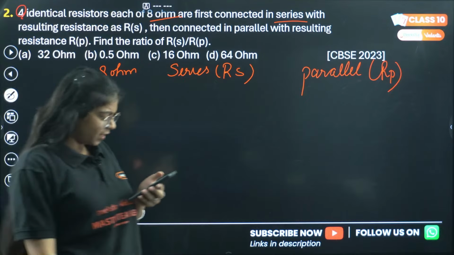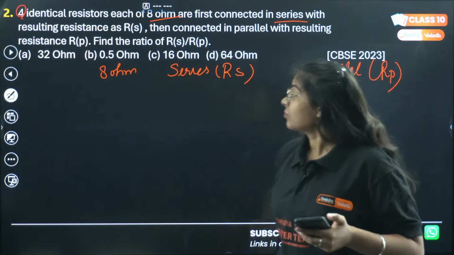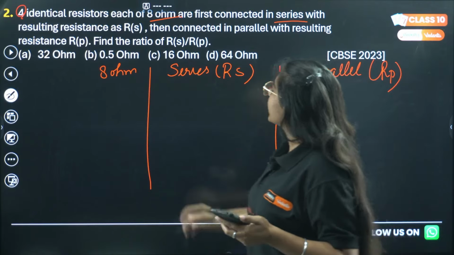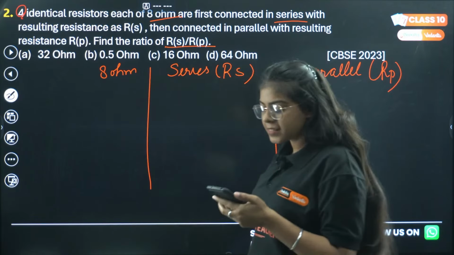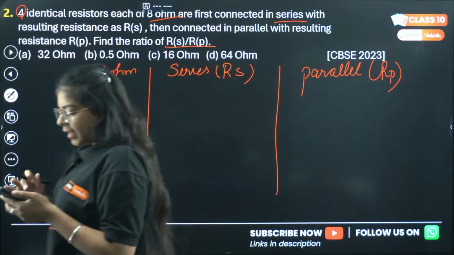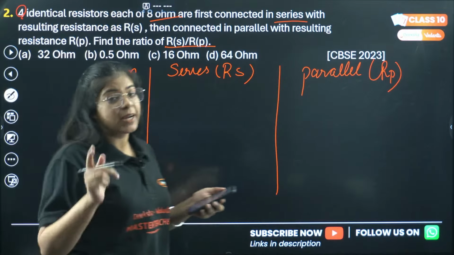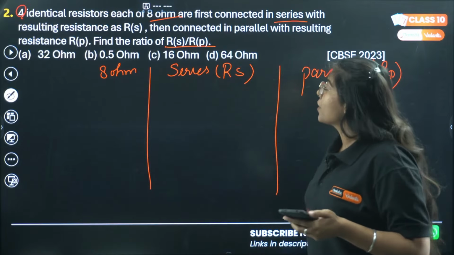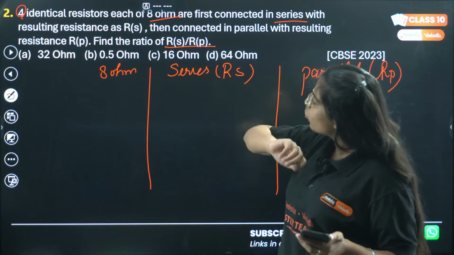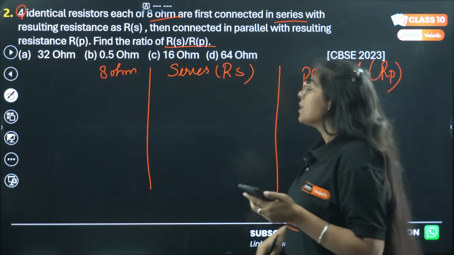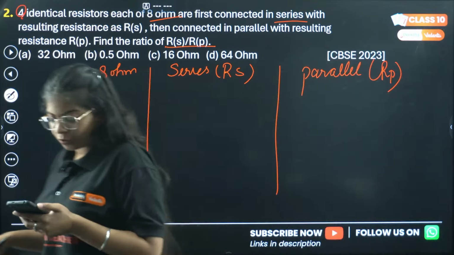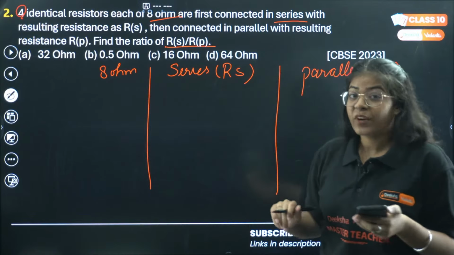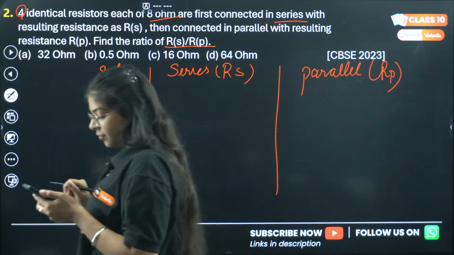Hi Tanvi. Okay, tell me, in series and parallel, we need to find the ratio of Rs divided by Rp. Let me know in the comment section. I told you to grab your pen and paper, okay? Let me know which is the answer: 32 ohm, 0.5 ohm, 16 ohm or 64 ohm. Anyone? I'm waiting for your answers, guys.